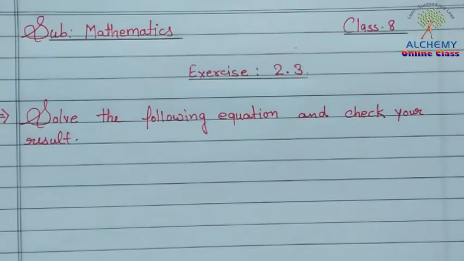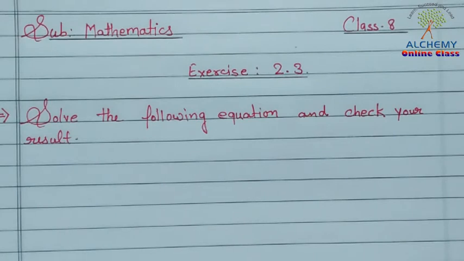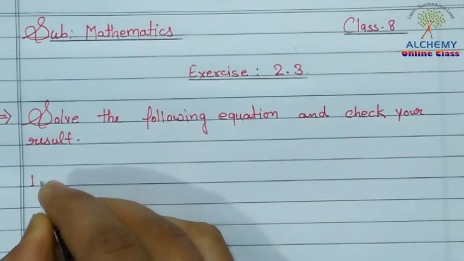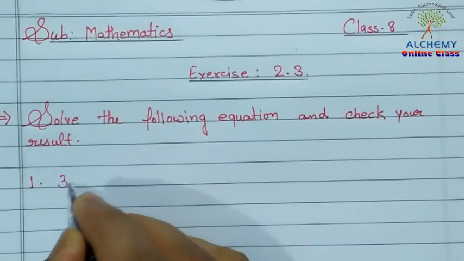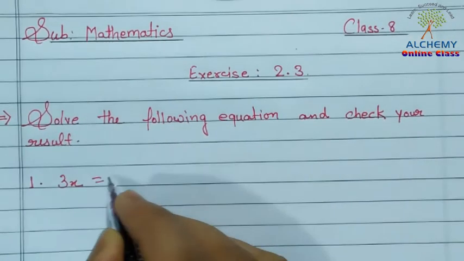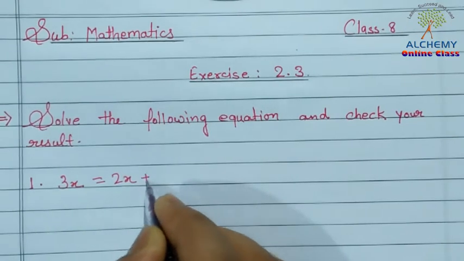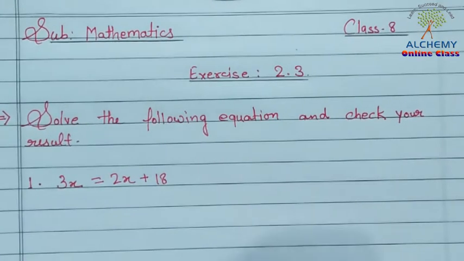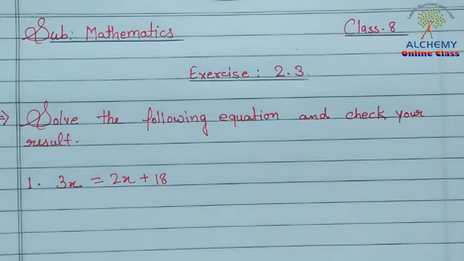Now students, we all are going to start the exercise 2.3, where we have to solve the equations and we have to check the result we are getting after solving the equations. Okay, so let's start. The first question that is given in exercise 2.3 is question number 1, and that is 3x is equal to 2x plus 18. That is the first question. Okay, so let's see how we can solve this question.